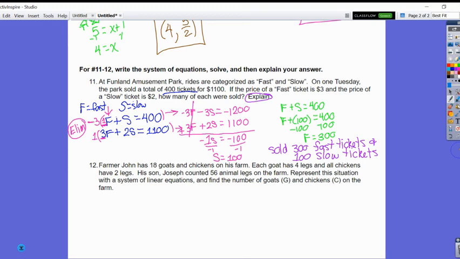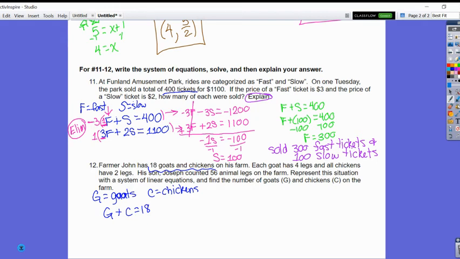So, create a system of equations so that we can find the number of goats and the number of chickens on Farmer John's farm. If we know that G is representing goats, and C is representing chickens here, what do we know? We've got 18 total animals. The goats plus the chickens gives us 18 animals. That's a good thing to know.